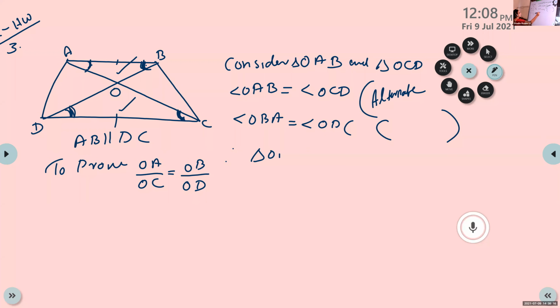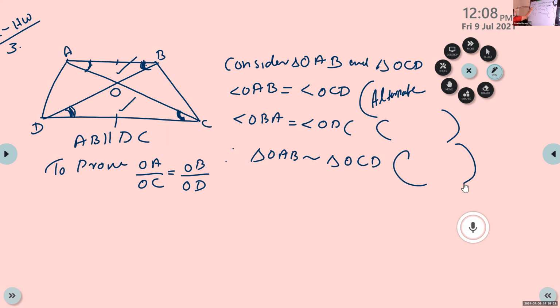Triangle OAB similar to triangle OCD. Write the reason, write the criterion. What was the criteria? AA similarity criteria. Now, since they are similar triangles, sides are proportional.